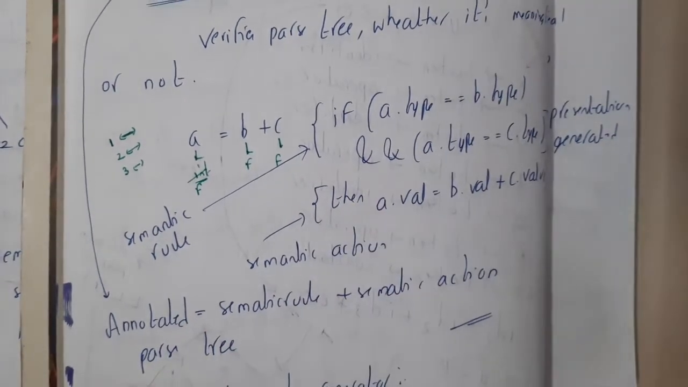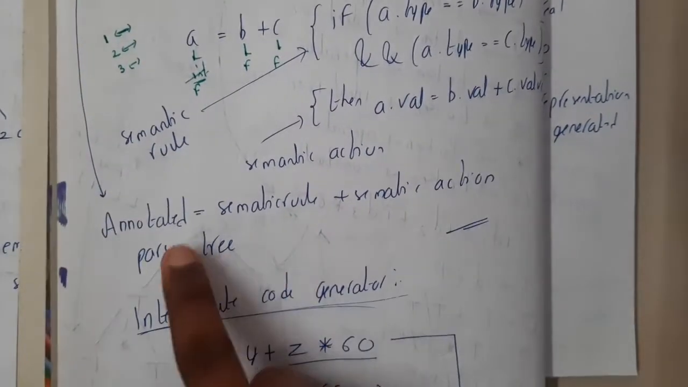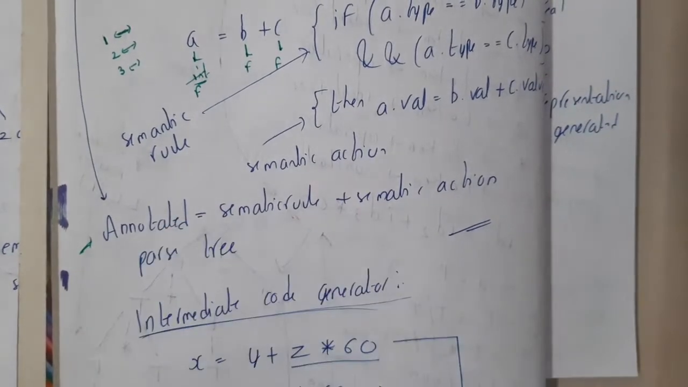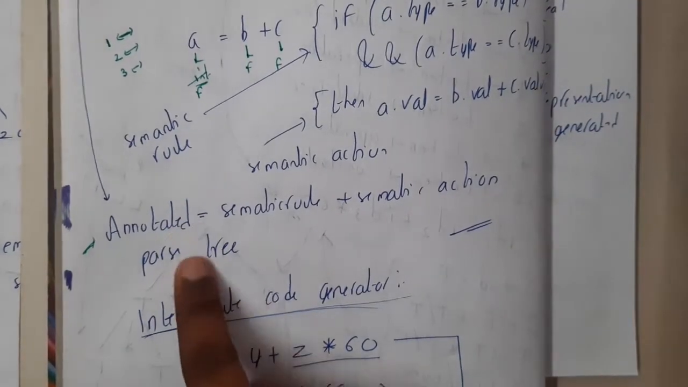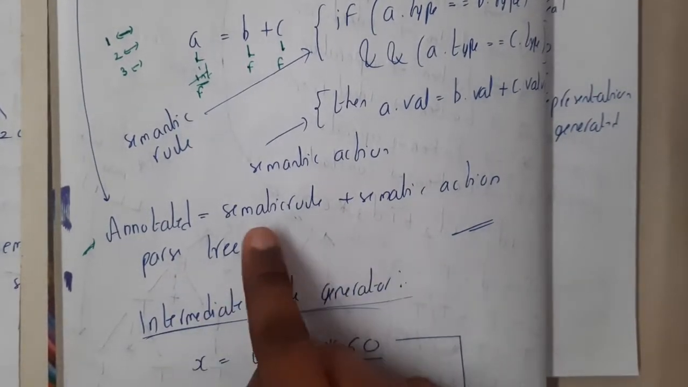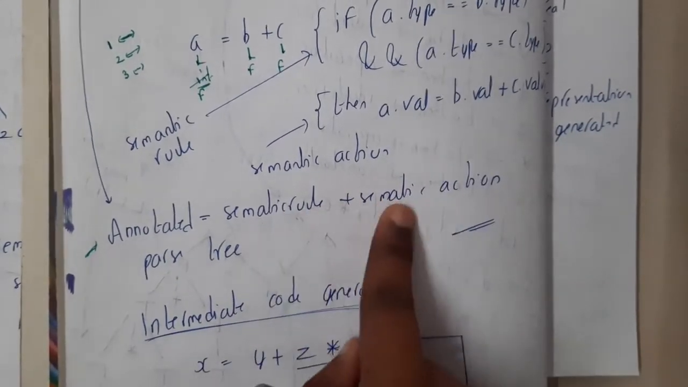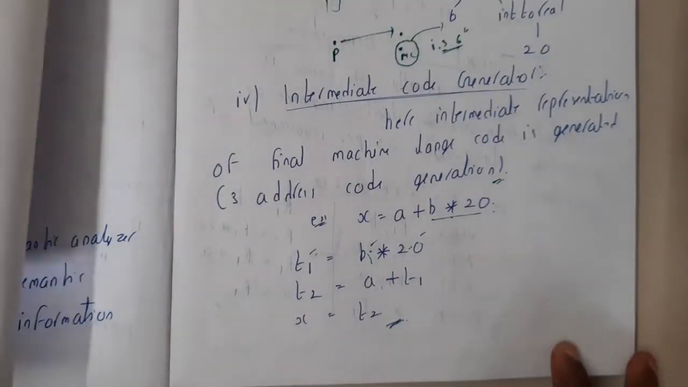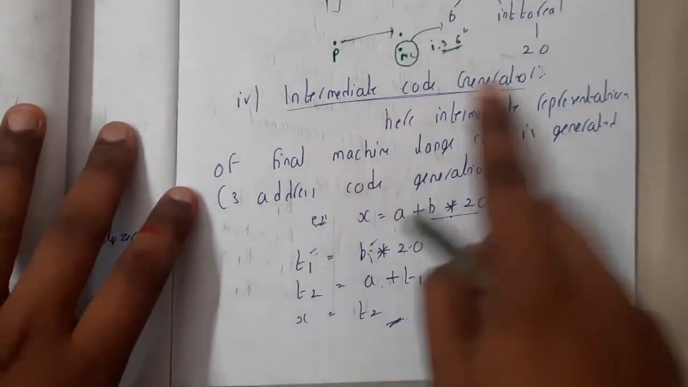Got it? So here we use annotated parse trees, guys. Anyway, we have dedicated lectures for those trees, so don't worry. To be clear, annotated parse trees are almost similar to our traditional parse trees, but here we are going to apply some rules and actions. Anyway, we'll be discussing them, guys. Don't worry. So now moving on to the intermediate code generator.